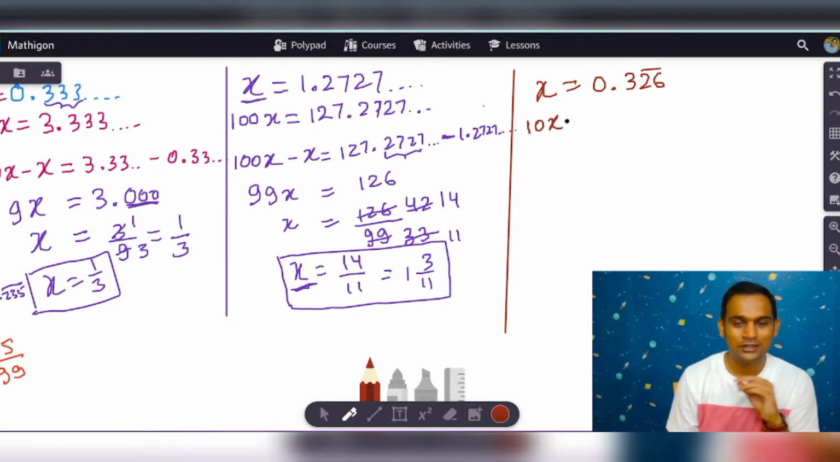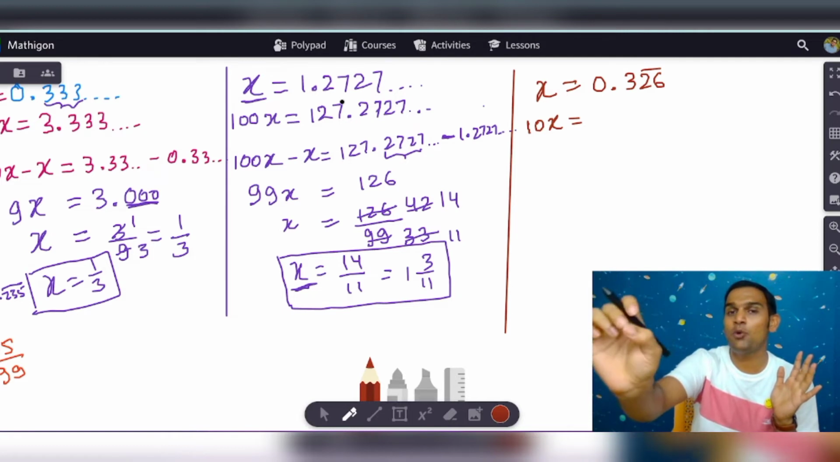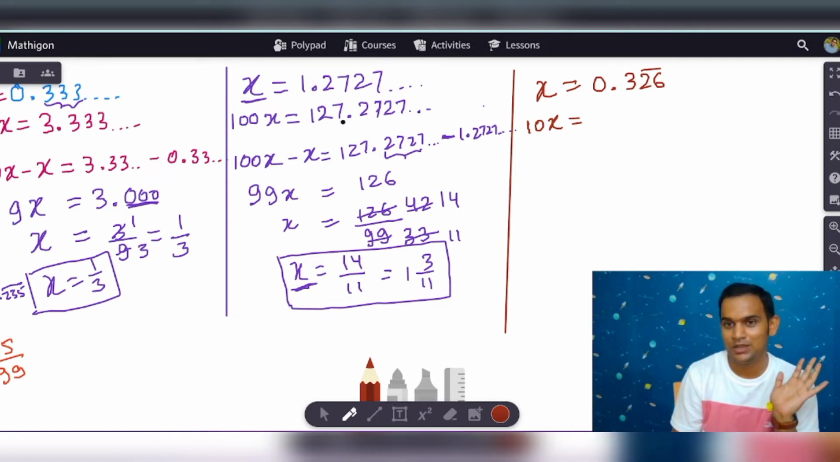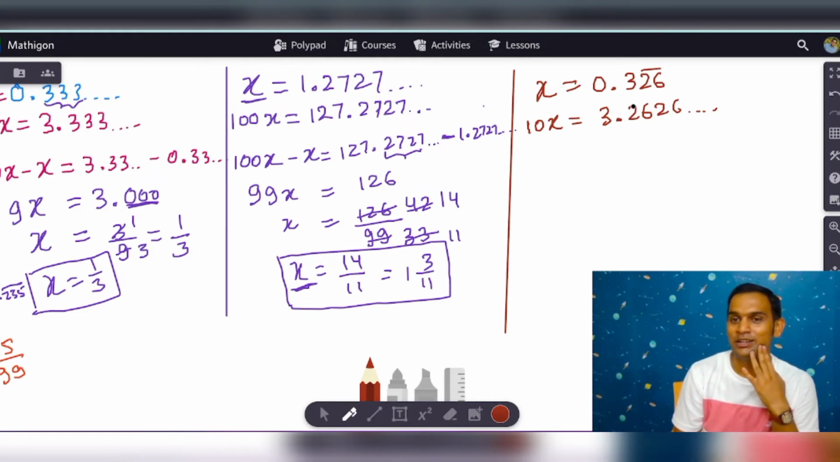How do we do that? So 10x equals, now why do I multiply by 10x? Because we have observed that after the decimal expansion, we are trying to keep only the numbers which are repeating. So if I multiply by 10x, I get 3.2626, right? 2626 keep on repeating. Yes or no?